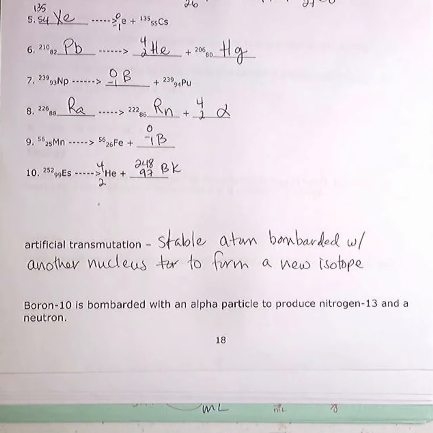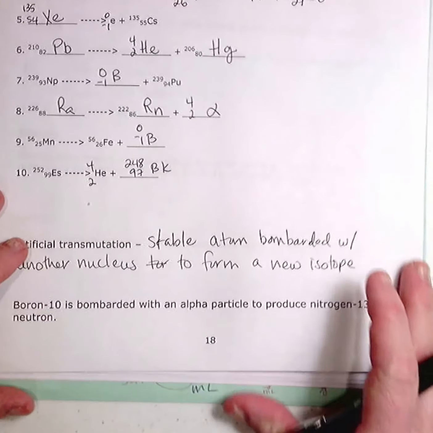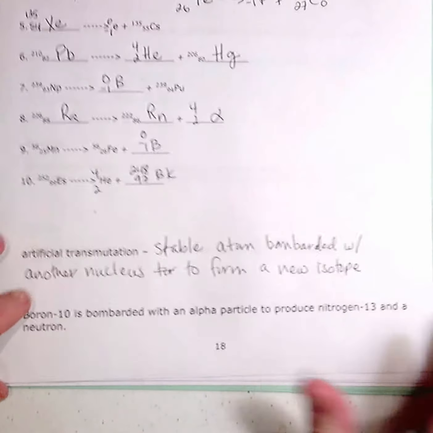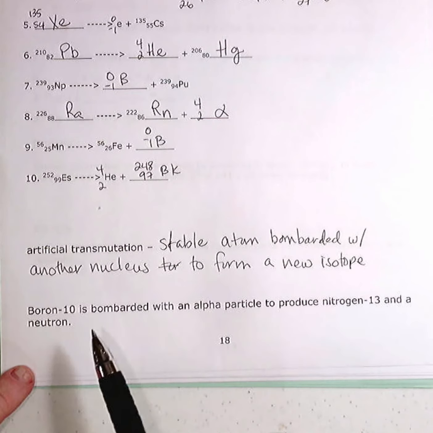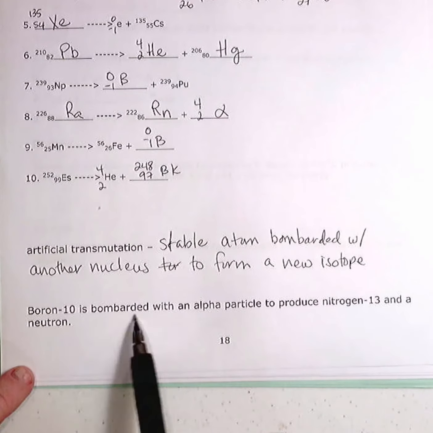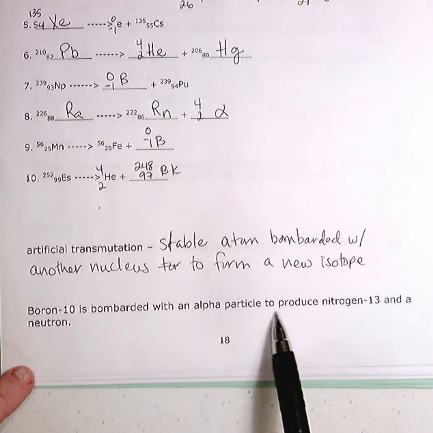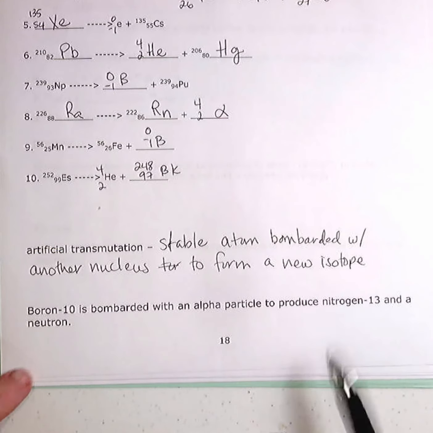Sometimes you might hear about particle accelerators. These also use artificial transmutation. They're trying to create new radioisotopes, trying to figure out if other elements exist. So it's pretty neat, actually, that they can do this. Here's an example of artificial transmutation: boron-10 is bombarded with an alpha particle to produce nitrogen-13 and a neutron.